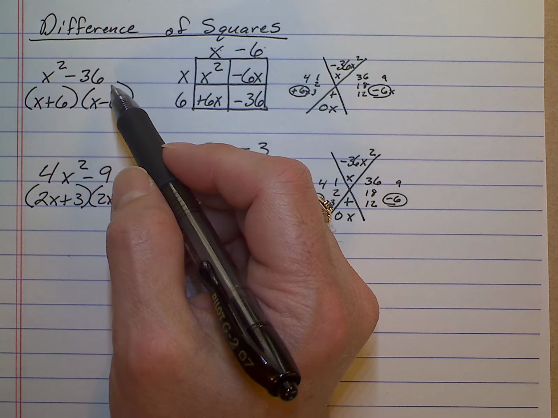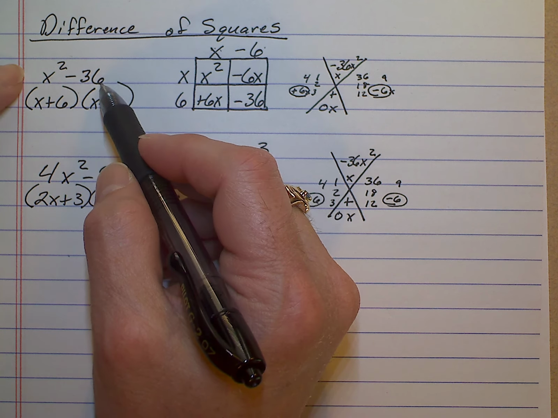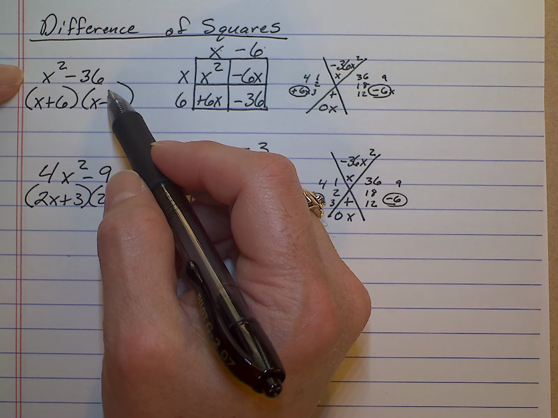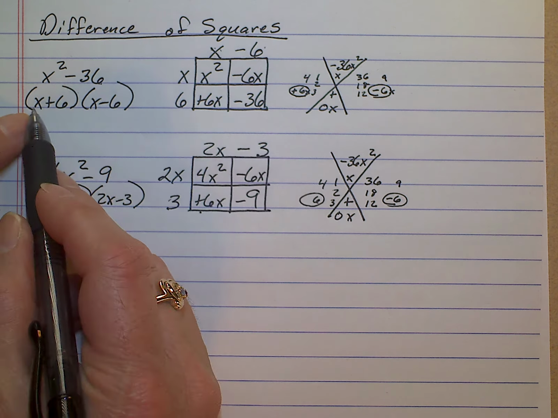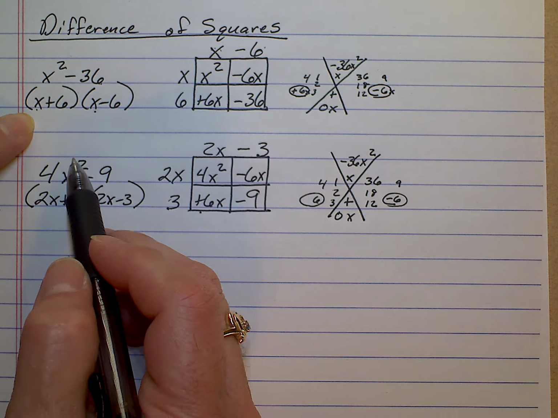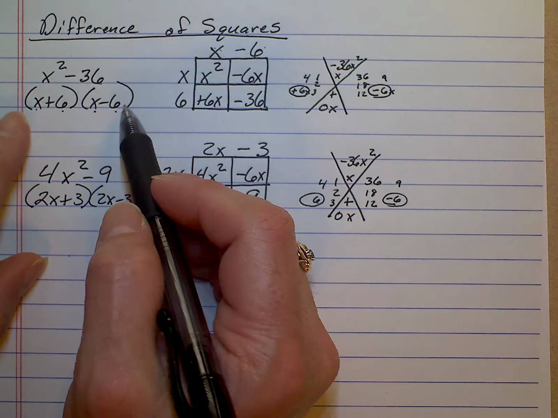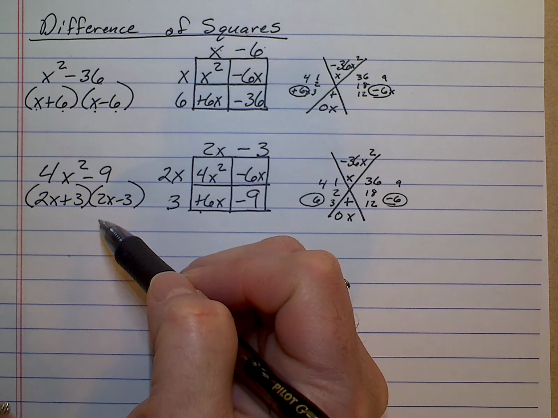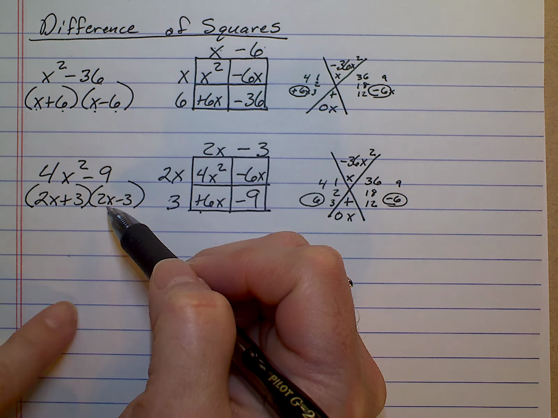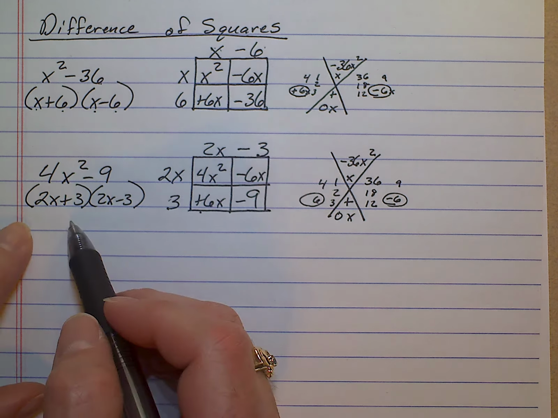If you can take the same number times itself and get that number, it's a perfect square. And so notice that my x and x ended up in there, and my 6 and 6 ended up in, and I got a positive and a negative. Very interesting. Let's try this one.